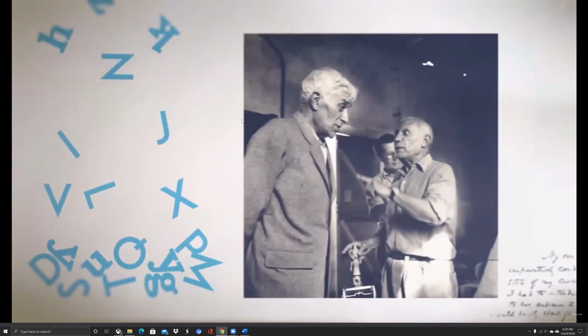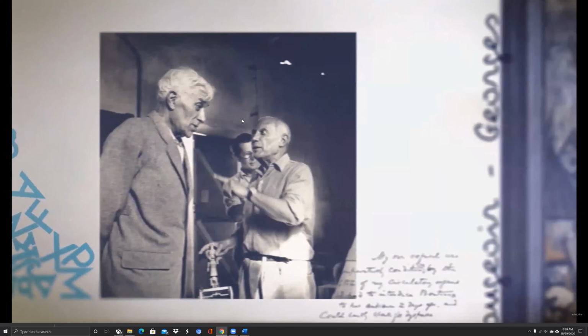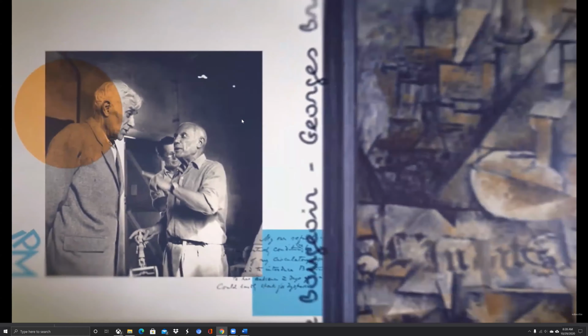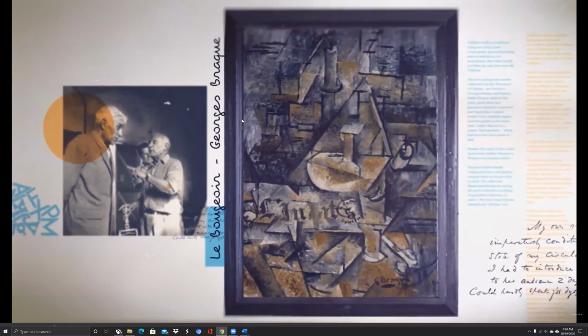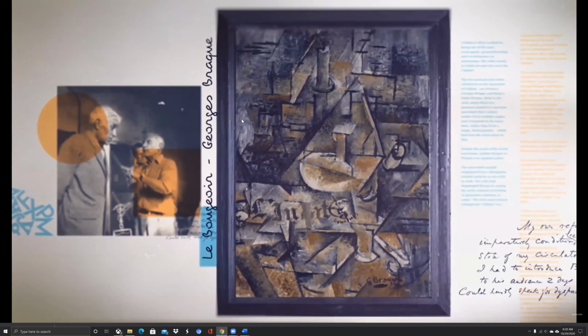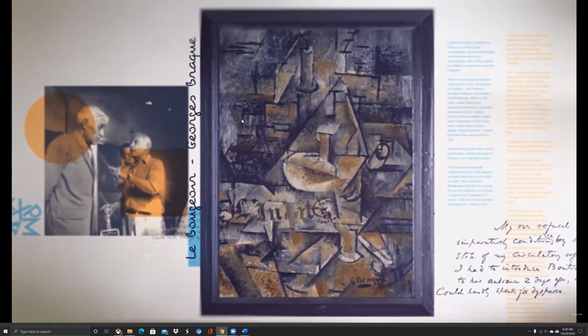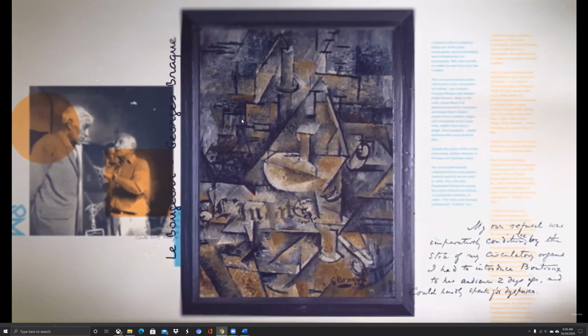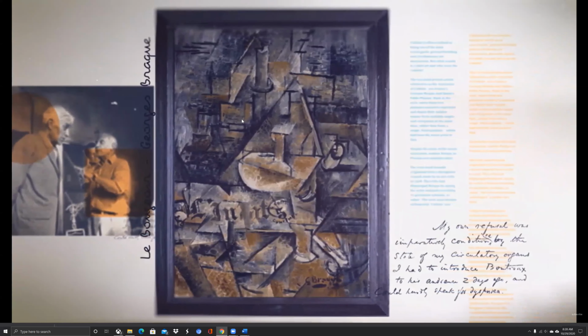Within a few years, both Braque and Picasso began to incorporate letters into their Cubist works. Braque's Le Bougeoir, meaning the candlestick, from 1911, is a very early example of one of his paintings to include lettering. The purpose of this lettering was to question the relationship between words, pictures, and the objects they represent.